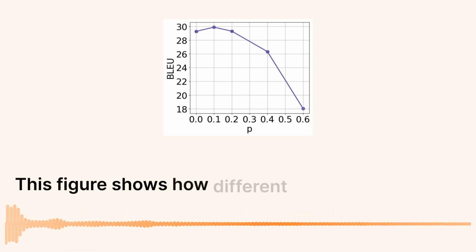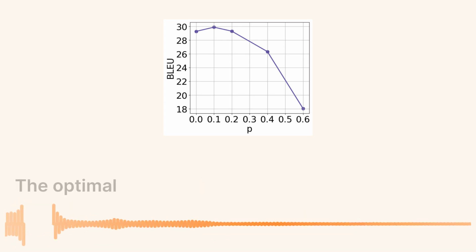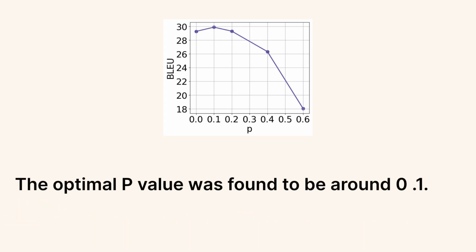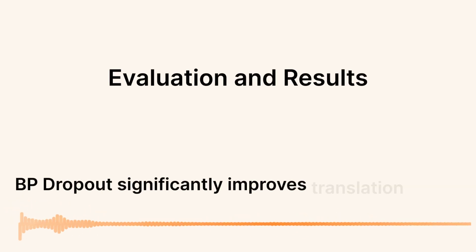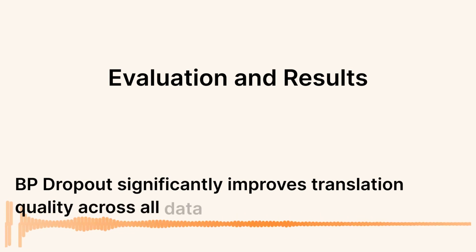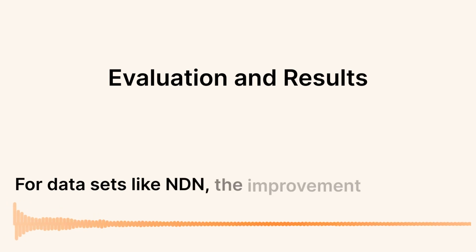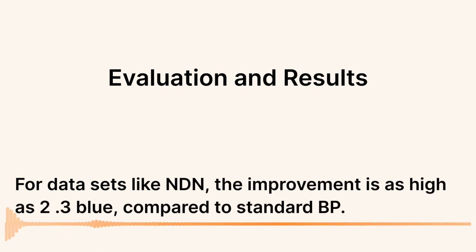This figure shows how different values of p affect BLEU scores. The optimal p value was found to be around 0.1. Here are the main results. BPE dropout significantly improves translation quality across all datasets. For datasets like ENVA and DN, the improvement is as high as 2.3 BLEU compared to standard BPE.